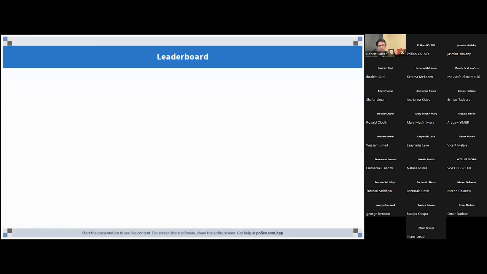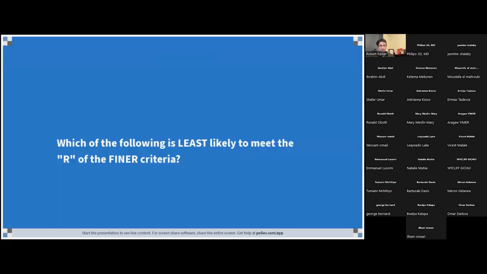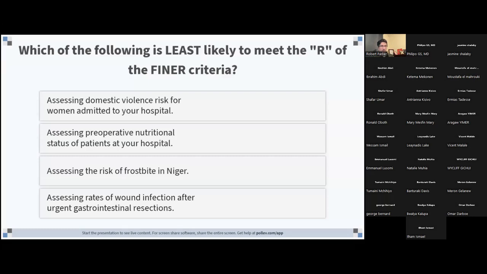Okay, that one's tough. See if there are any changes in the leaderboard. Which of the following is the least likely to meet the FINER criteria? Okay, the R, this is the relevant of the FINER criteria. Assessing domestic violence risk for women admitted to your hospital, assessing preoperative nutritional status of patients at your hospital, assessing the risk of frostbite in Niger, or assessing rates of wound infection after urgent gastrointestinal resections. So which is the least likely to be relevant?